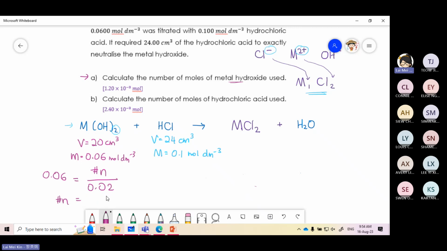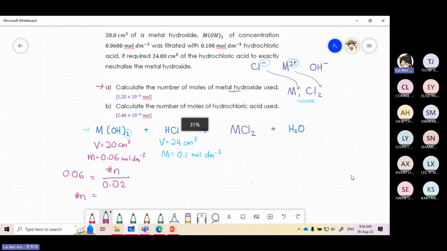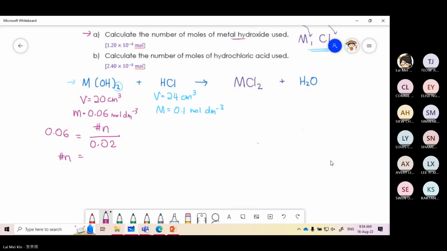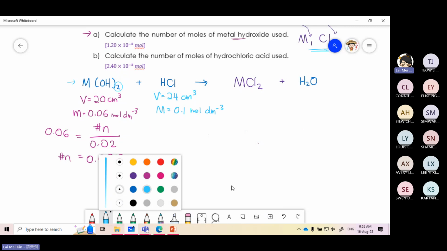Okay, you can't have 0.12 to the power. 12 times 10 to the power of -4. Okay, give me the point first. 0.012. Okay, how do you know the power and everything?